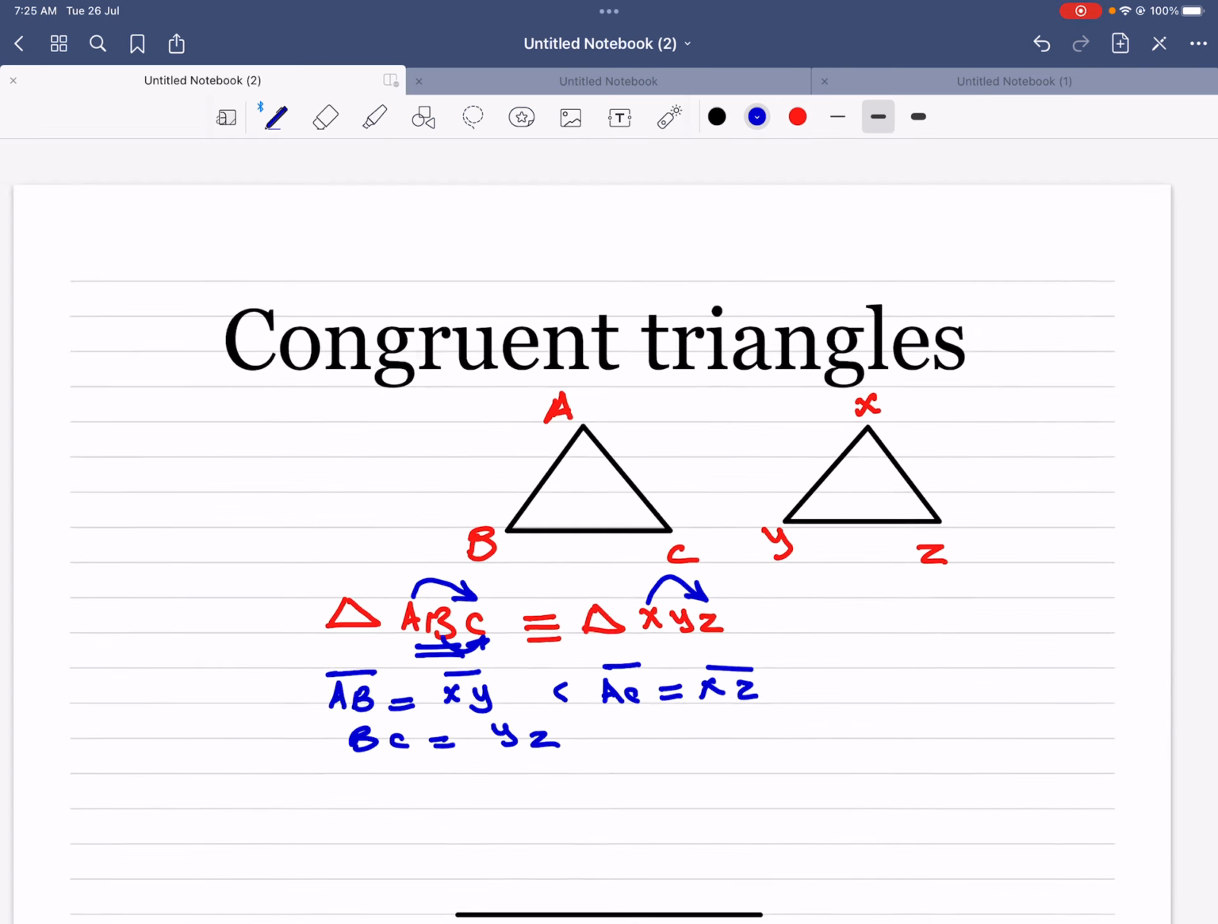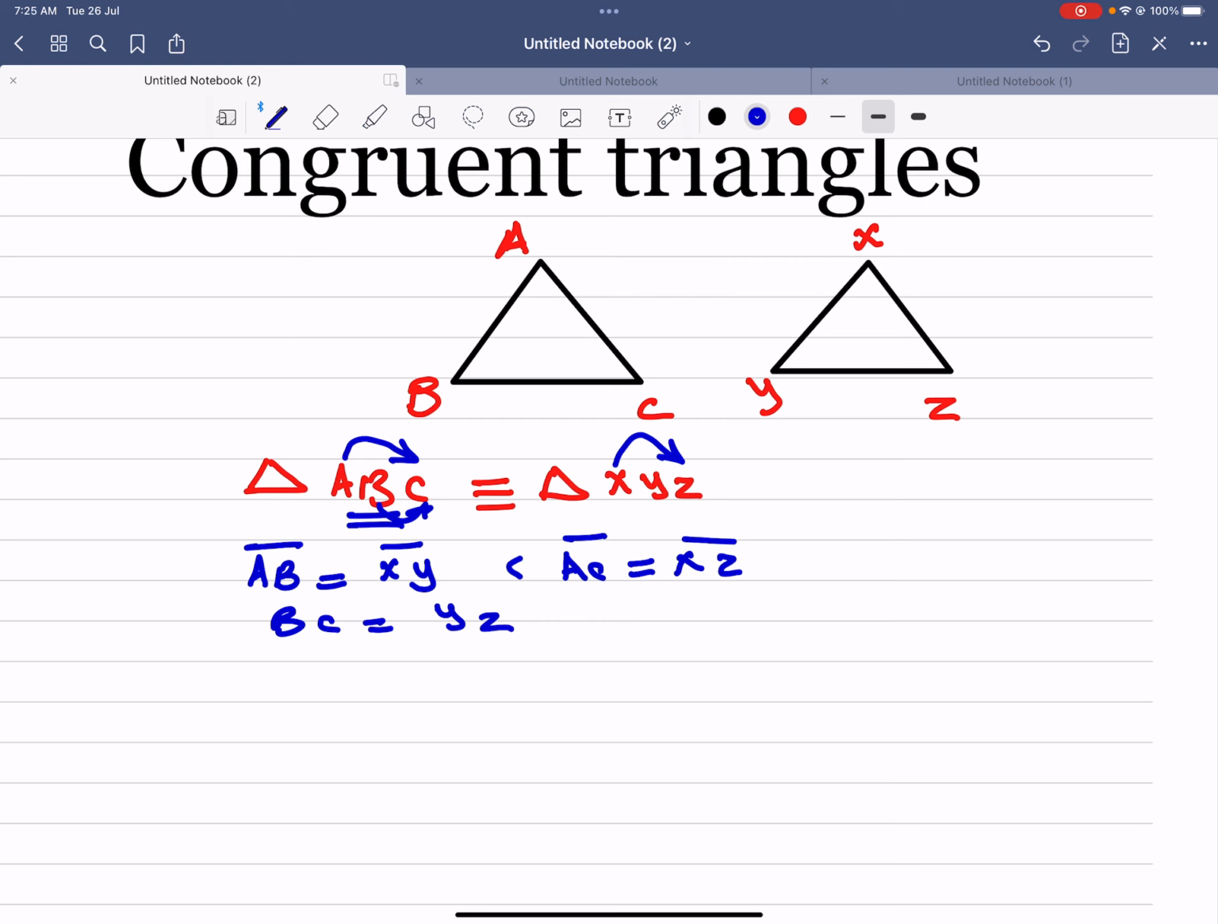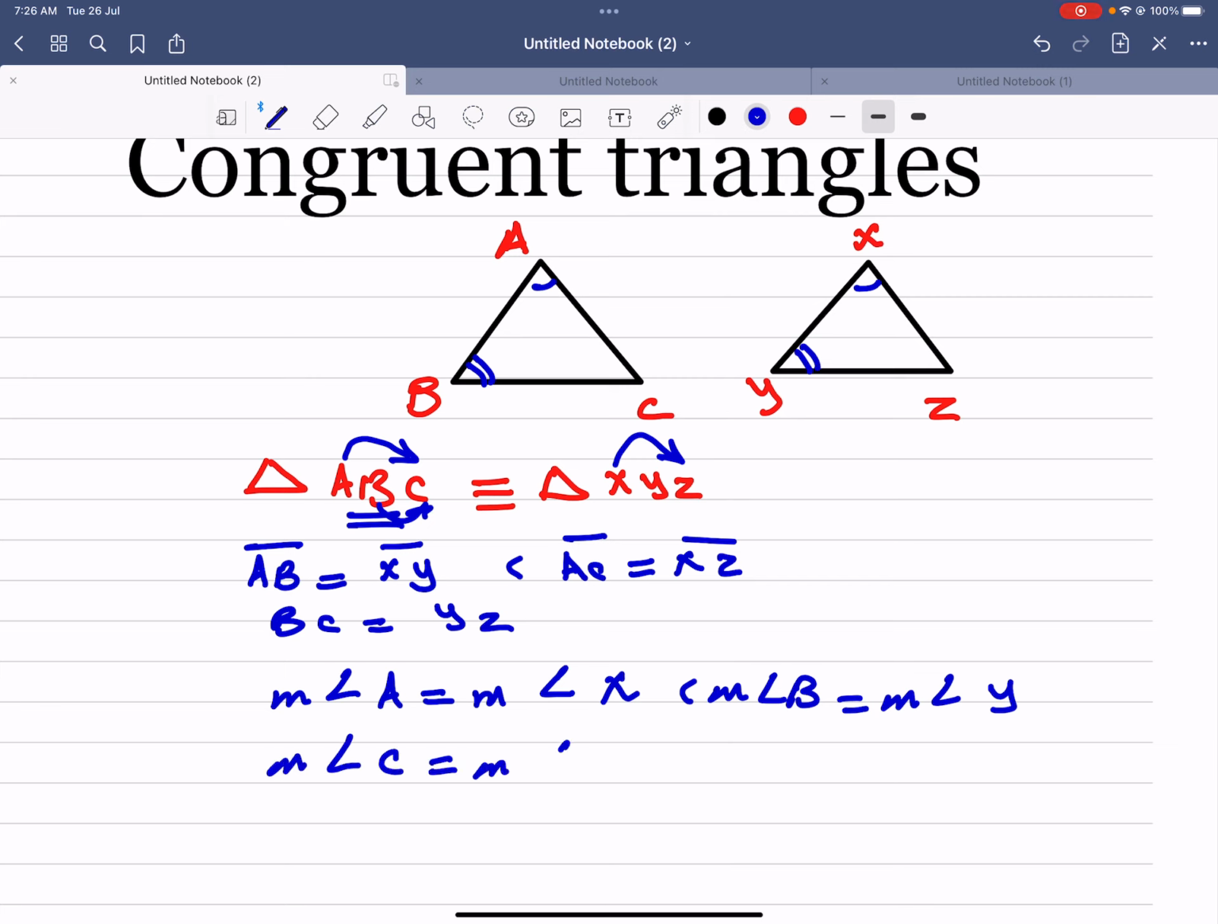ومش بس كده، ده احنا كمان بنتكلم على الانجل. each angle of the first triangle equal to each angle of the يعني كل انجل هنا هت equal the corresponding angle. يعني معنى كده ان measure angle A هت equal معايا measure angle X. يعني ال A هي ال corresponding بتاعها X. what about B؟ طيب the measure of angle B equal to the measure of angle Y. طيب the measure of angle C equal to the measure of angle Z.